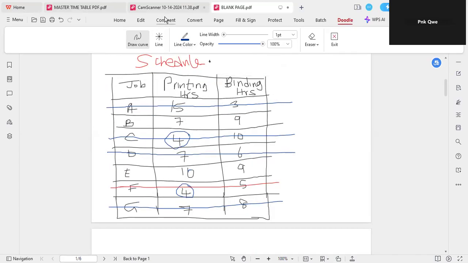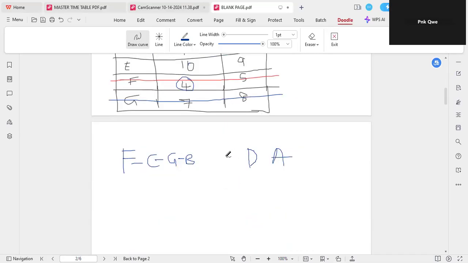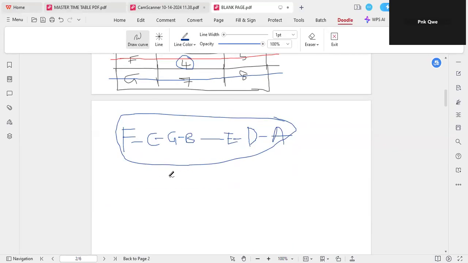And then the remaining job here is job E. So meaning the sequence comes to F, C, G, B, E, and D. So this is it, the job sequence that we have.